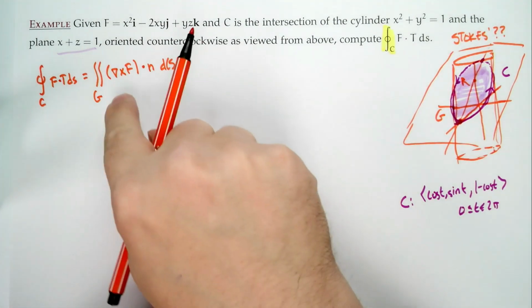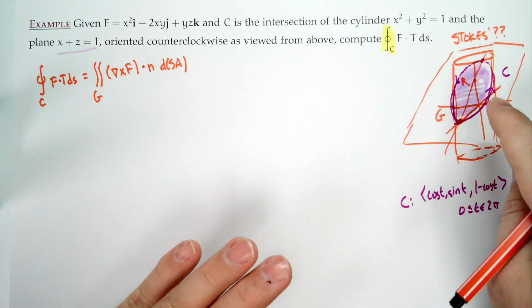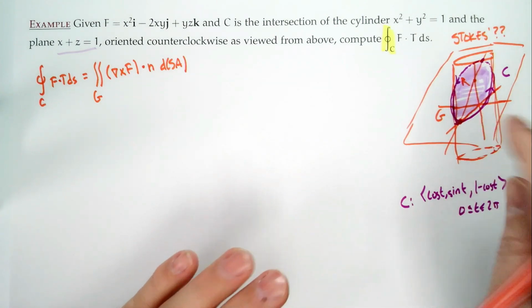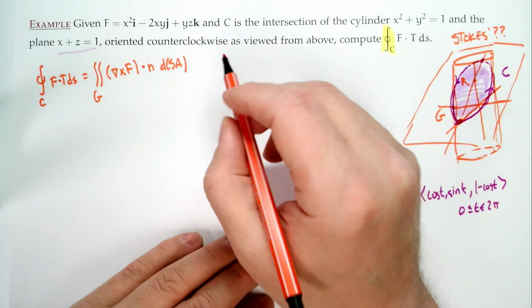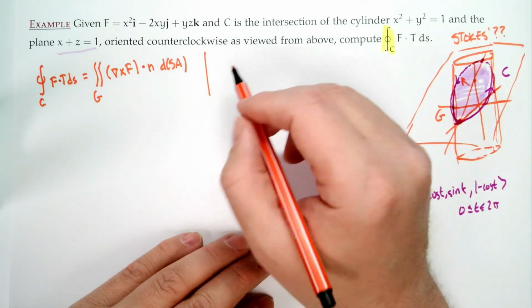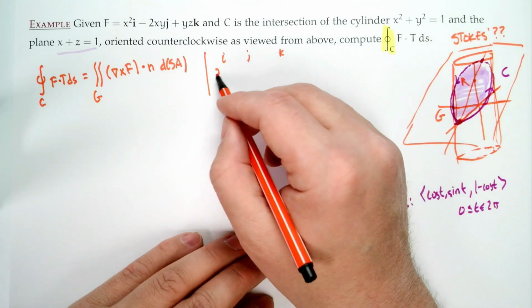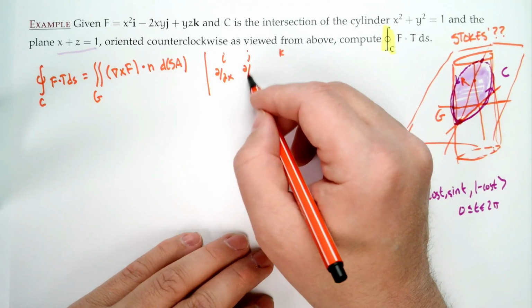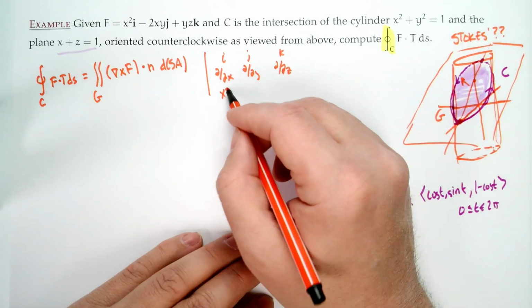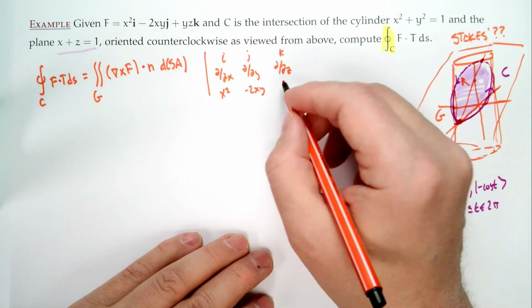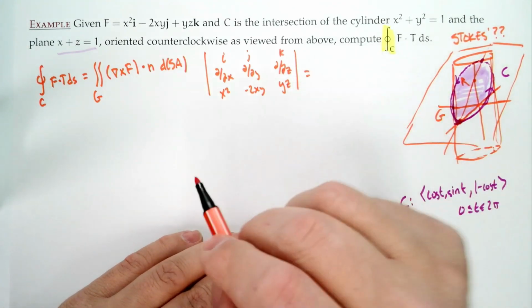So we've got to find the curl of F. We're actually going to go ahead and find the whole thing because it's not so clear what's happening here. So let's just work through this. Let's do the curl of F. i, j, k, partial x, partial y, partial z, x squared, minus 2xy, and yz. Now, if we do that, what do we get?